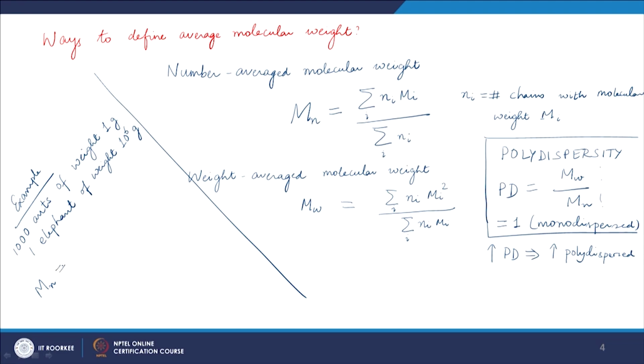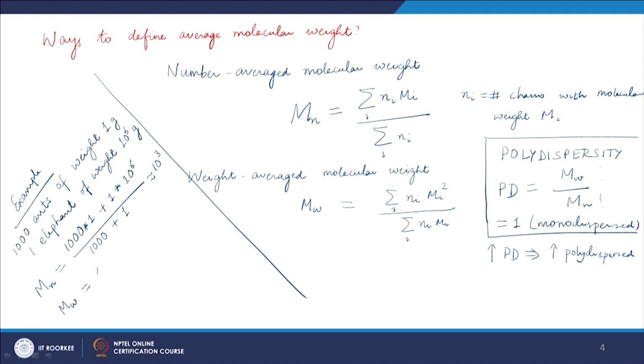So, we multiply the number of species of a molecular weight with the molecular weight. In this case we have 1000 ants of weight 1, and I add one elephant of weight 10 to the power 6, and then I divide by the number of ants plus the number of elephants, and you can see this quantity will be something around 1000.